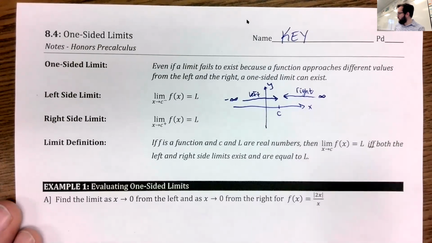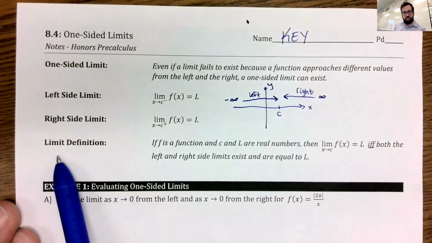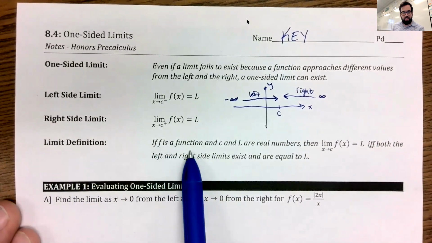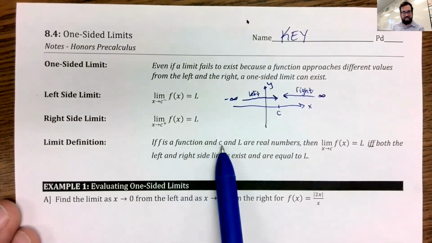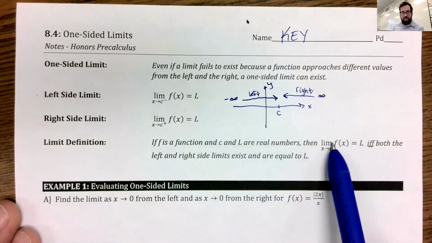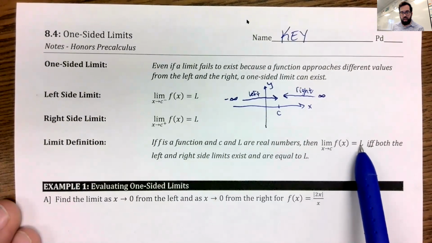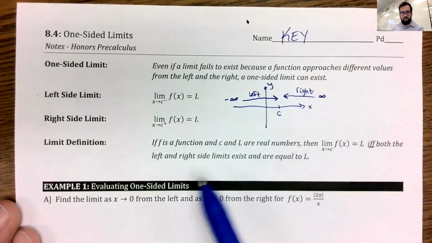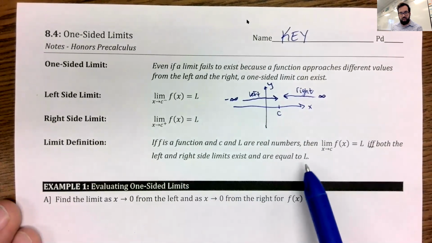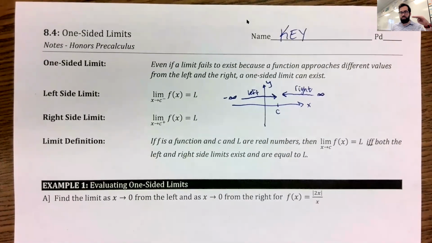And so what we're going to be doing, especially as we get onto the back of the page, is using this new limit definition. If f is a function and c and L are real numbers, then the limit as x approaches c of f of x equals L if and only if both the left and right side limits exist and are equal to L. So basically what that means is if we have a left side limit and a right side limit, and both of those limits are the same, then the overall limit exists, and it is that same value. If the left side limit and the right side limit are not the same, then the overall limit isn't going to exist because it's approaching two different values, right? That's part of something that we've learned before.